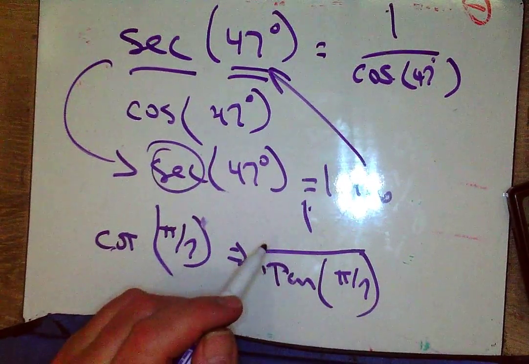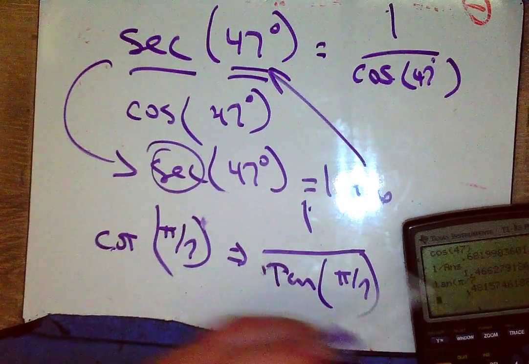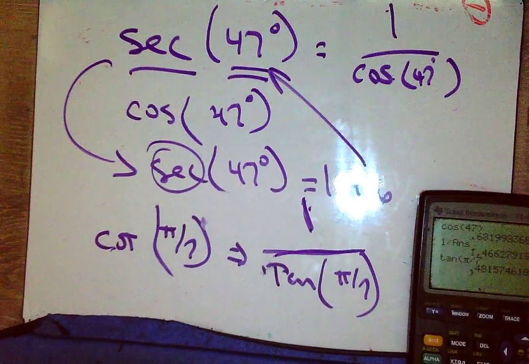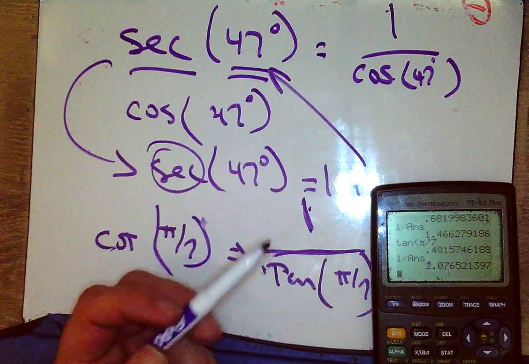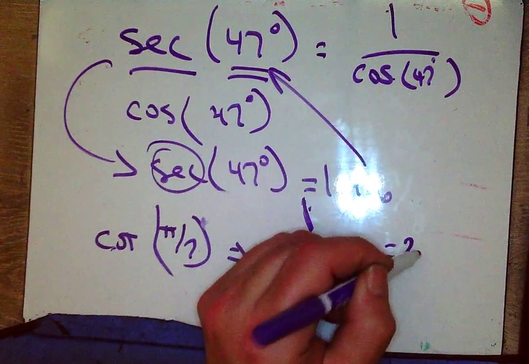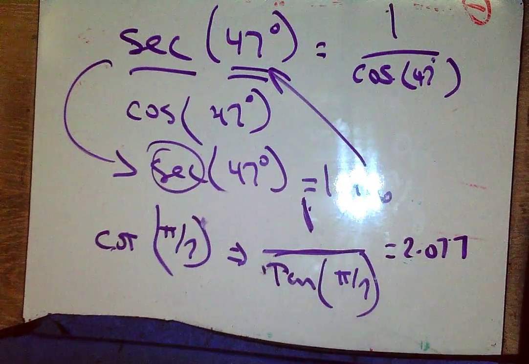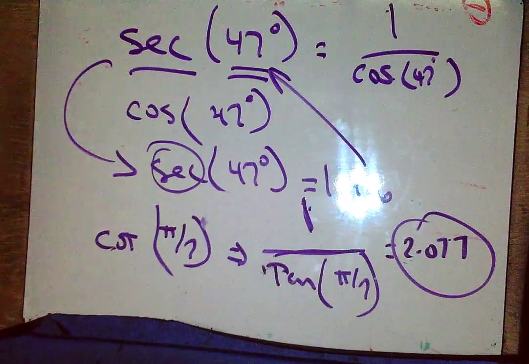Please don't round until you're done with the problem. I need to do 1 divided by this number. 1 divided by that number, and I get 2.077. Okay? There. So we should be able to do this stuff on our calculator.